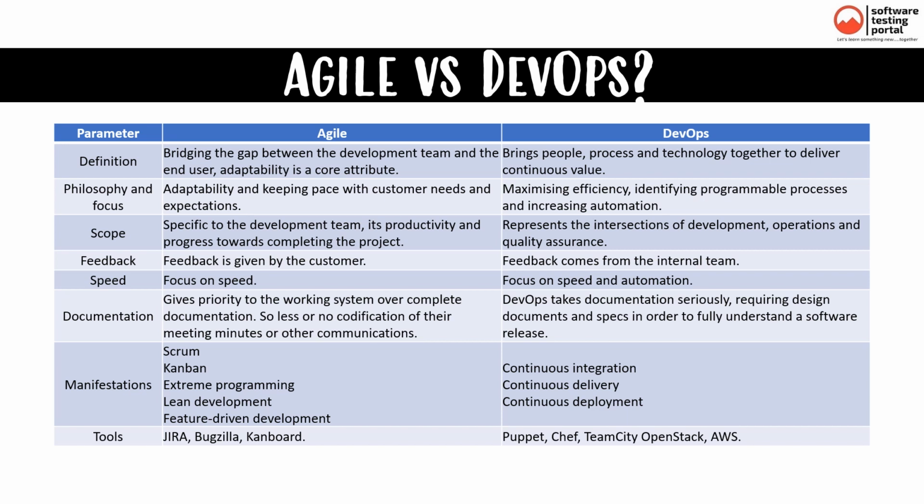software release. The famous manifestations of Agile are Scrum, Kanban, extreme programming, whereas those of DevOps are continuous integration, continuous delivery, continuous deployment. Then we have tools of Agile including Jira, Bugzilla, Kanban, whereas in DevOps, we use more automation or CI/CD tools that include Puppet, Chef, TeamCity, OpenStack, AWS.